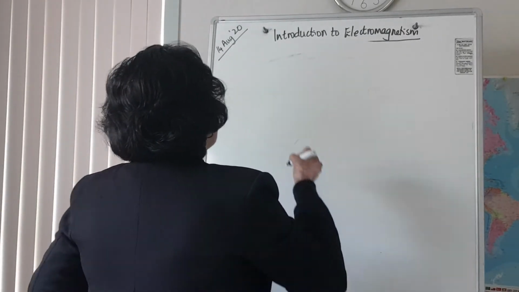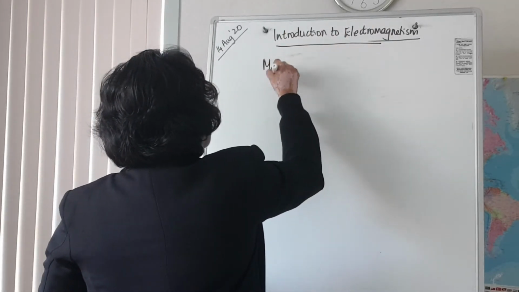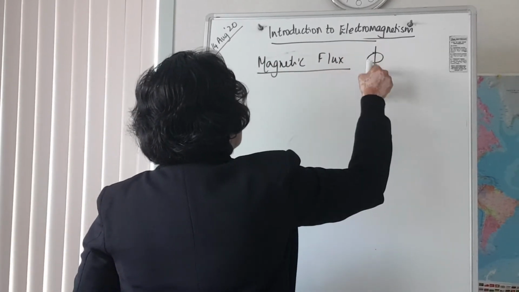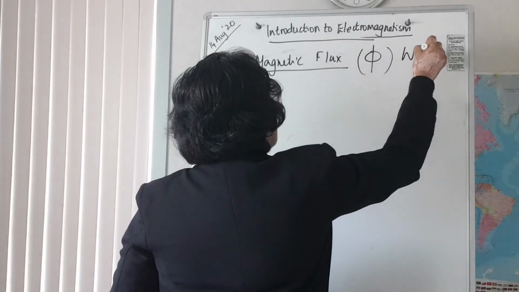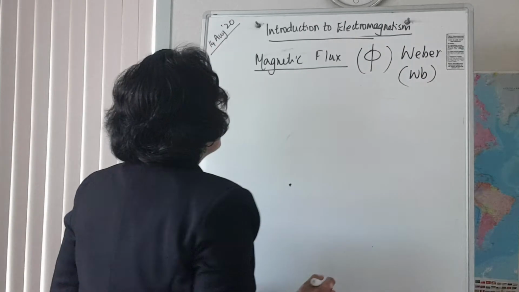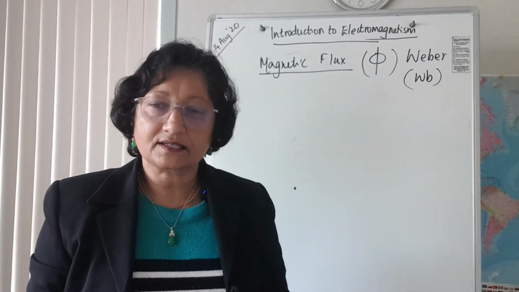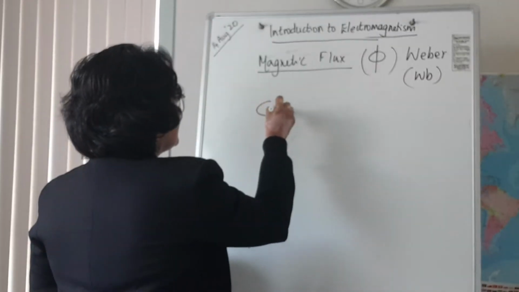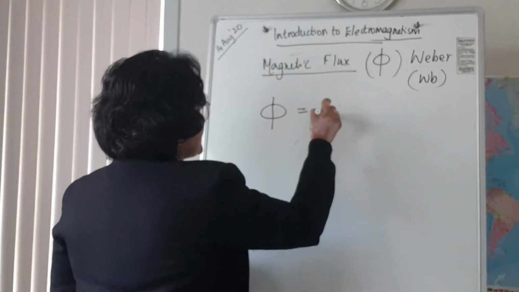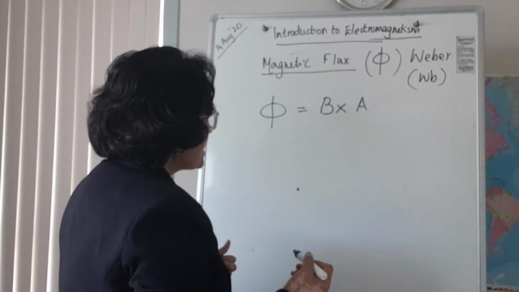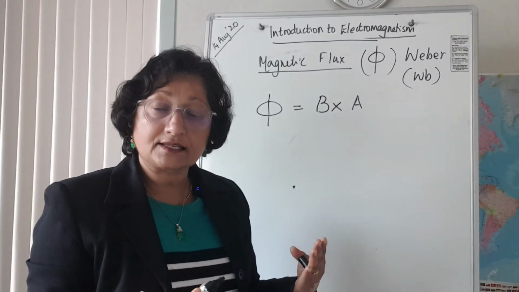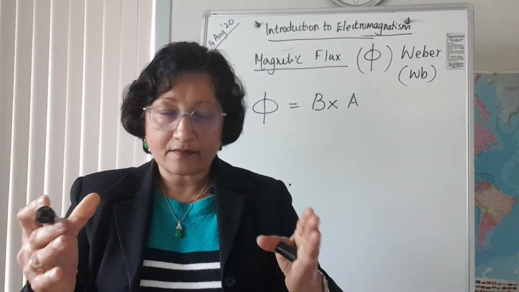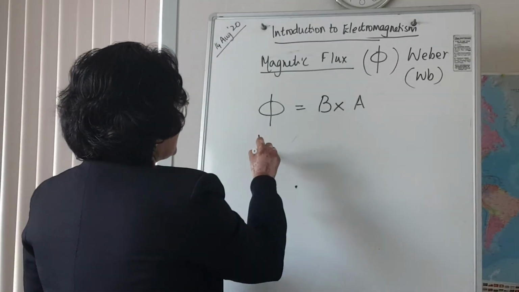So the word is magnetic flux. The symbol for magnetic flux is phi. Okay, and the unit is Weber, Wb. Okay, so what is magnetic flux? Magnetic flux is the amount of magnetic field in a particular area. And magnetic flux is represented by lines of flux. So what we have been calling magnetic field lines, from now on, we're going to use the word lines of flux.